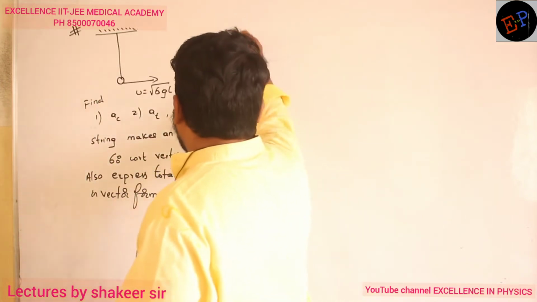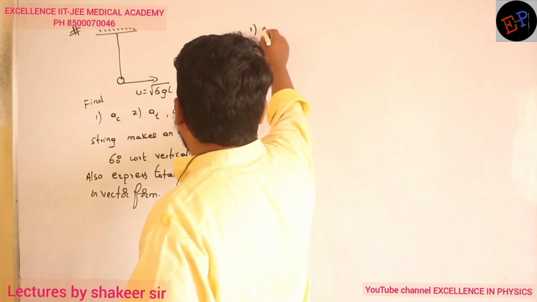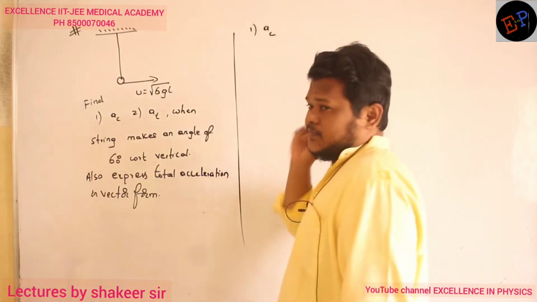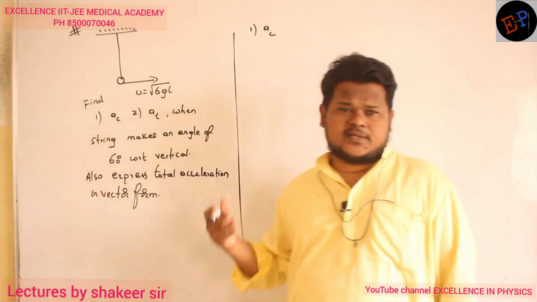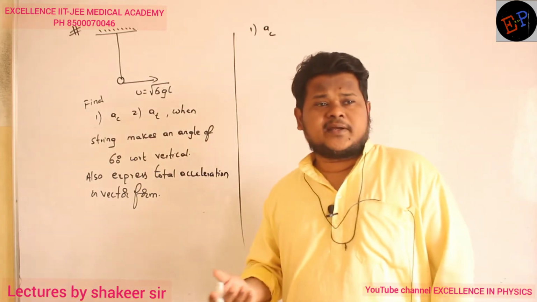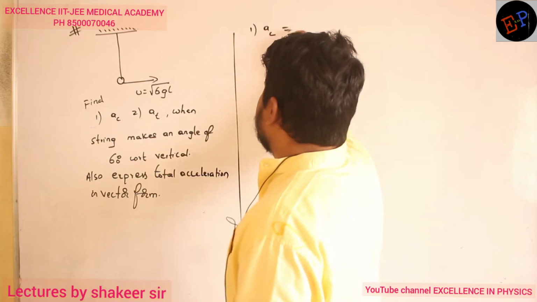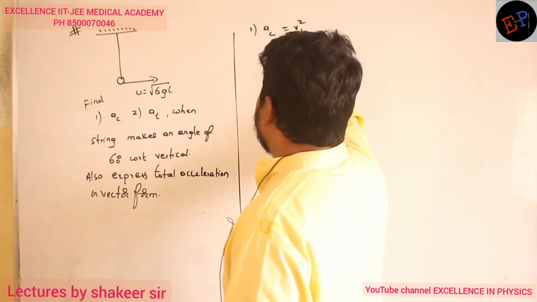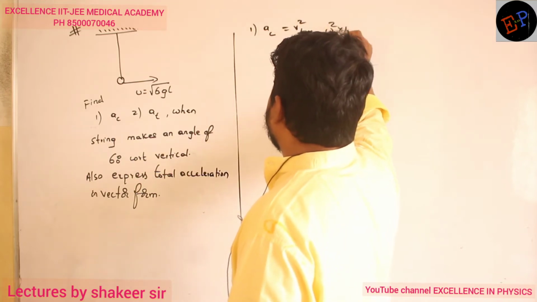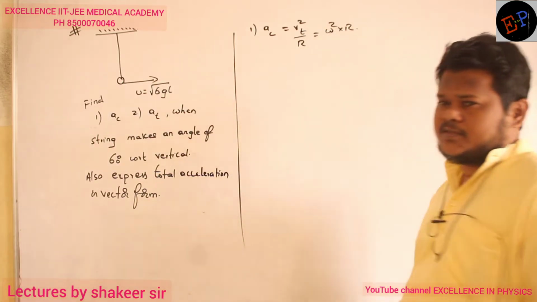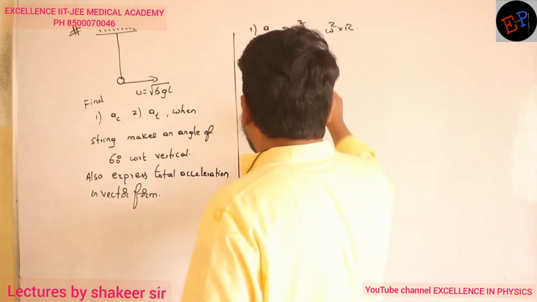First, let us see how I can calculate centripetal acceleration. Centripetal acceleration means normal acceleration, or you can call it radial acceleration also, acting towards the center of the circle. The equations are Vt square divided by r, and omega square into r. Now, see this circular motion.